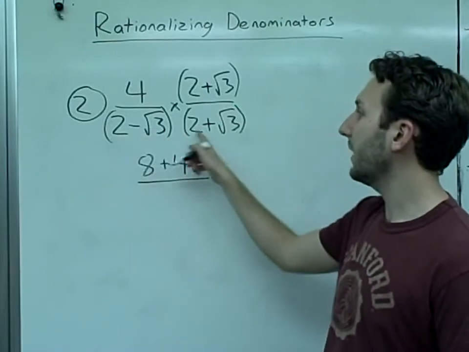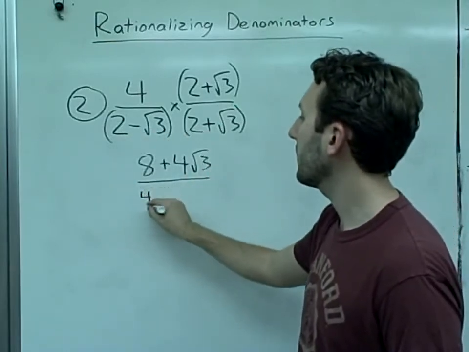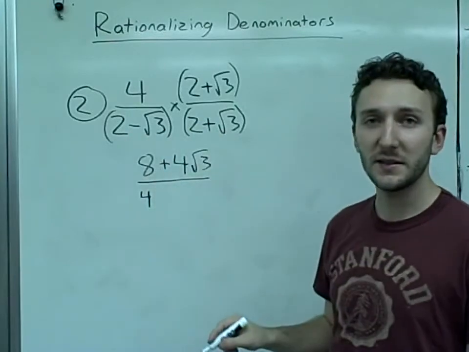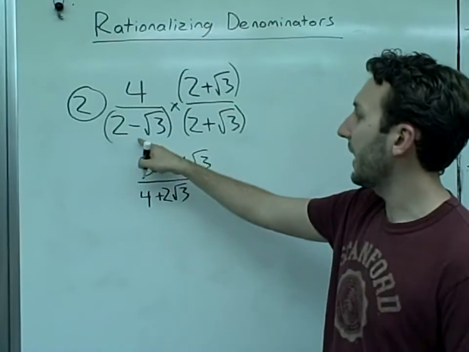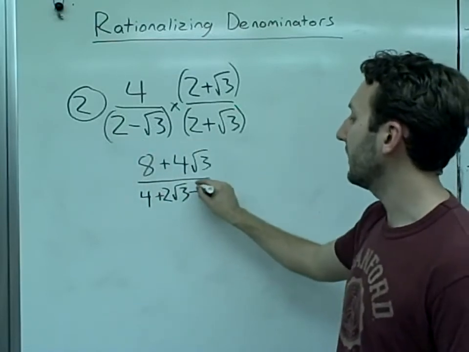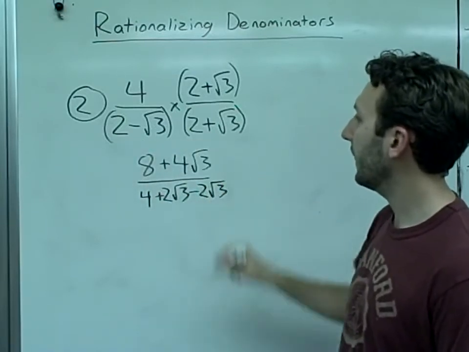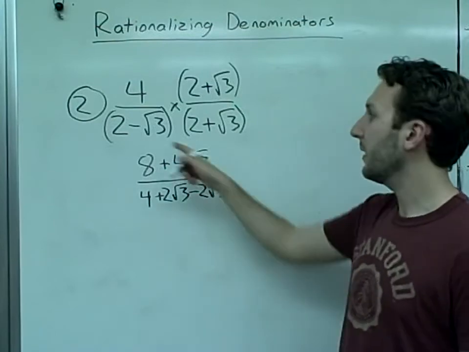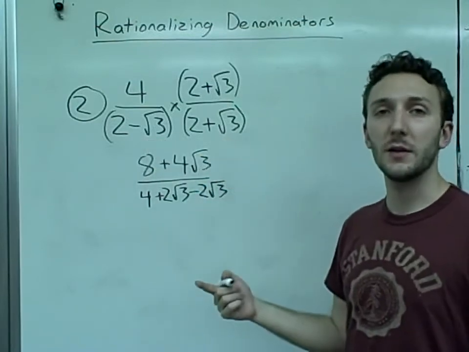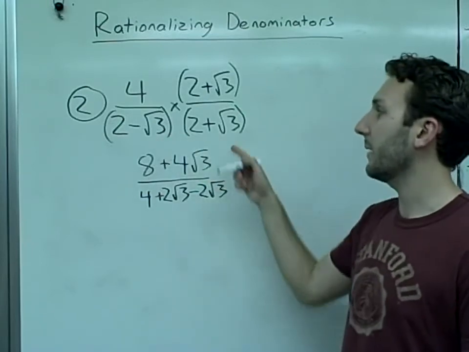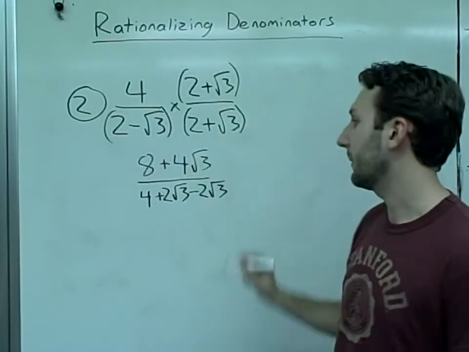We have to FOIL. 2 times 2, that's 4. 2 times positive radical 3, that'll be plus 2 radical 3. The negative radical 3 times 2 becomes minus 2 radical 3. Okay? And then the hard part again, negative radical 3 times positive radical 3, that'll be minus 3. Alright? Because the radical times the radical becomes just 3.